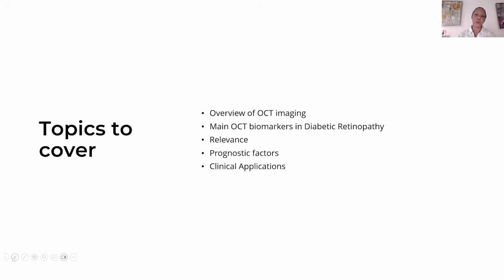So we're going to go through an overview of the OCT imaging, the main OCT biomarkers in diabetic retinopathy, the relevance of them, the prognostic factors, and a little bit of the clinical applications we can do.